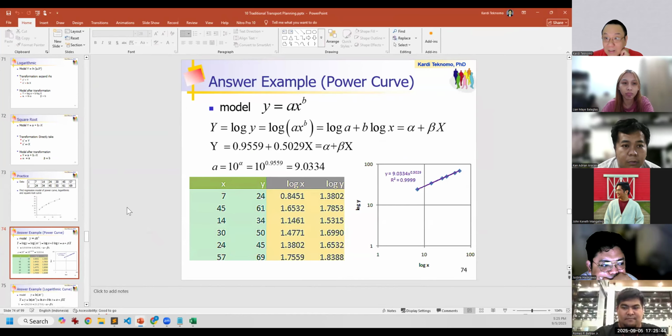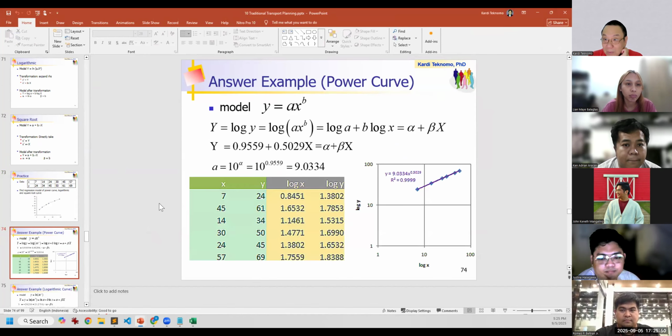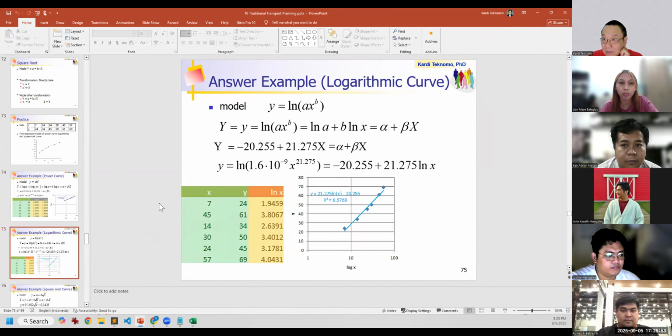Let's use the same data. So this is the data that you already typed. What happens if we use a different model, this logarithmic curve? This is also allowed, it exists in Excel. The logarithmic curve already exists. So this is the model: Y is equal to ln of A times X exponent B. This is a different value.